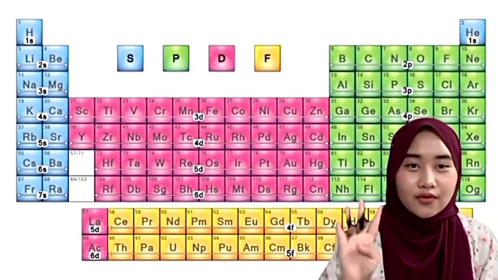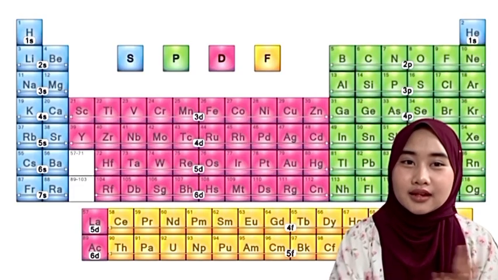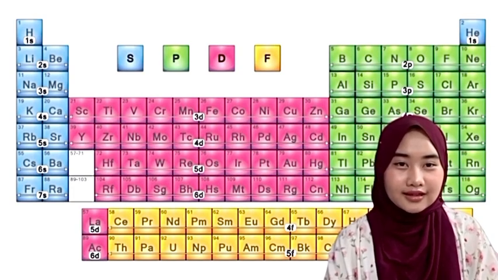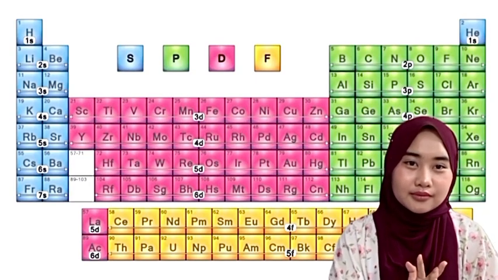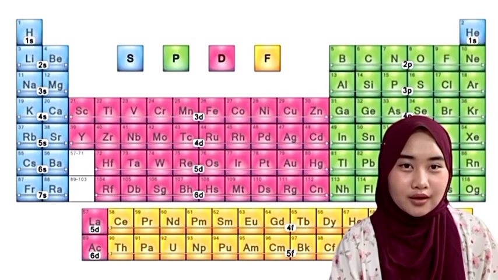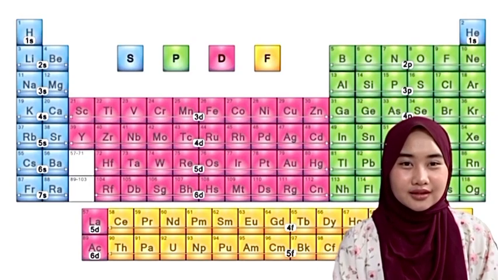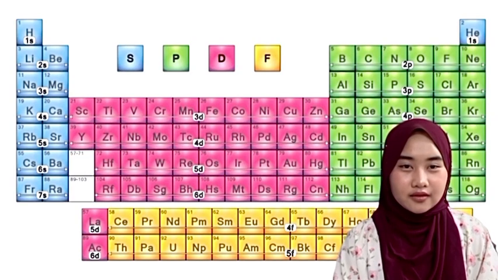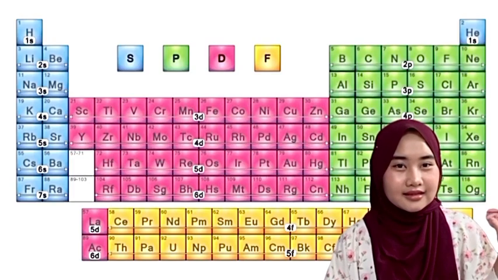The periodic table is divided into 4 blocks, which are S block, P block, D block, and lastly F block. For S block, the groups are 1, 2 and helium. For P block, the groups are 13 to 18. For D block, the groups are the transition metals, which are groups 3 to 12. And lastly, for F block, the groups are lanthanides and actinides.